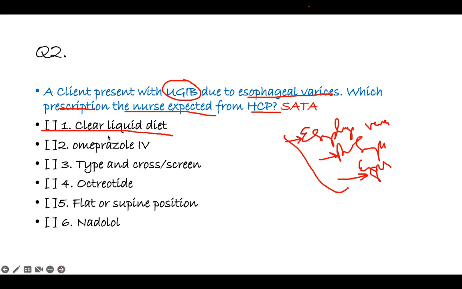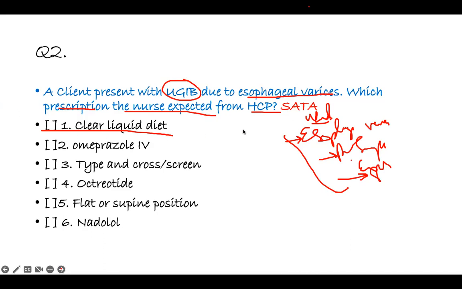So don't be intimidated. GI bleed. Oh, I forgot GI bleed. You have GI bleed, esophageal varices, prescription expected. So if somebody has a GI bleed from esophageal varices, what prescription do you think, or what do you think the doctor is going to do? That's all it means. You can change it in your own words.